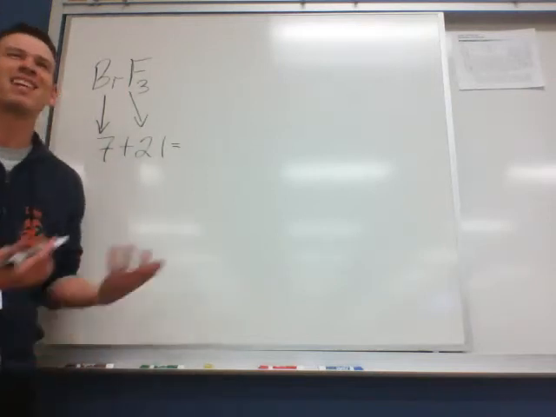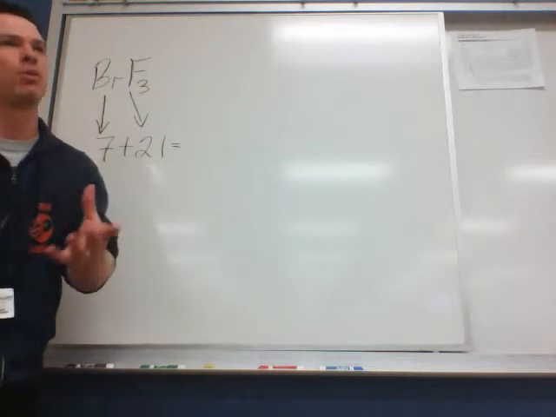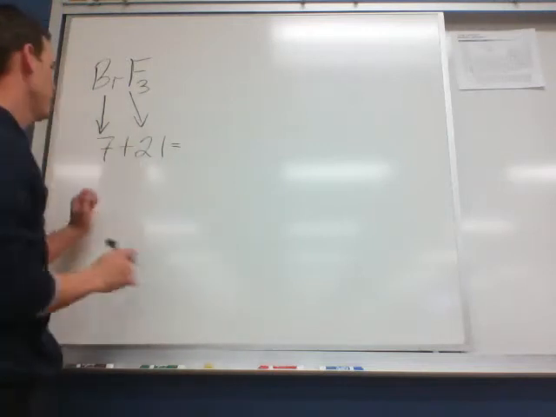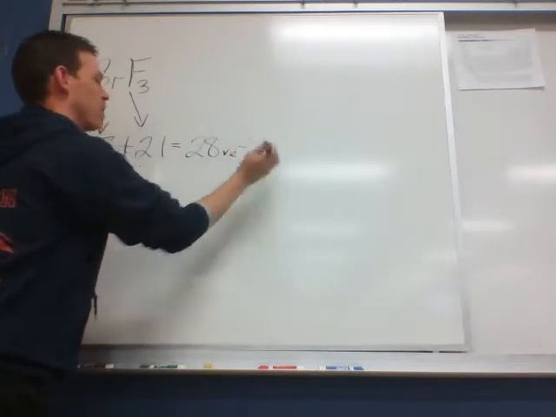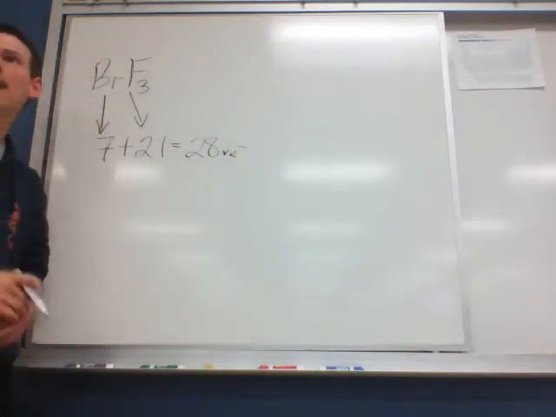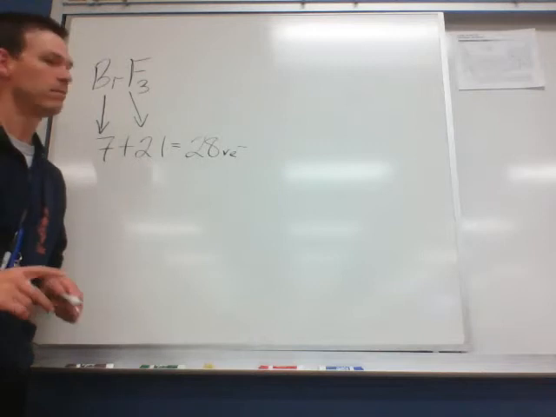But the assumption is that you know how to do this now. So I hope you're able to do it faster. But if not, go watch the other video. We are going to have 28 valence electrons when we draw this. Yeah? All right?